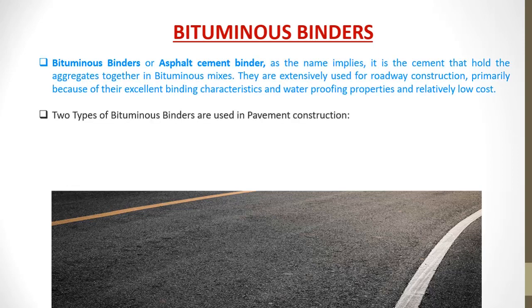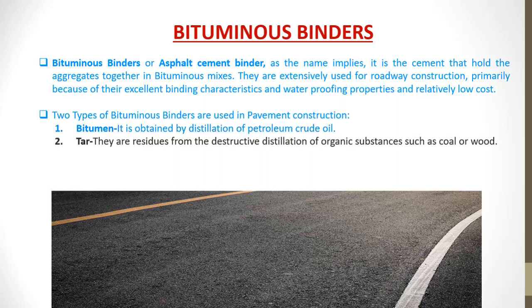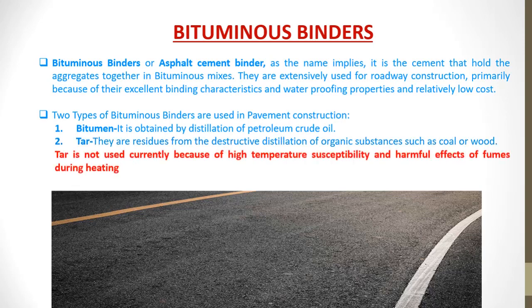Basically, there are two types of bituminous binders that are used in pavement construction. First is, of course, bitumen, which is obtained by distillation of petroleum crude oil, and basically it is a petroleum product. Next is tar. Tar is not a petroleum product. It is basically the residue from the destructive distillation of organic substances such as coal or wood, which was used in earlier times, but now it is not used. It is outdated because of its high temperature susceptibility. It changes its properties at high temperature, and also it emits harmful fumes.